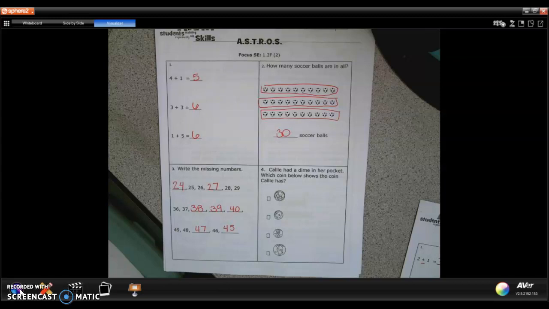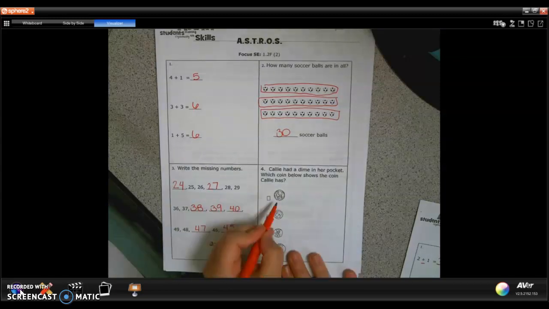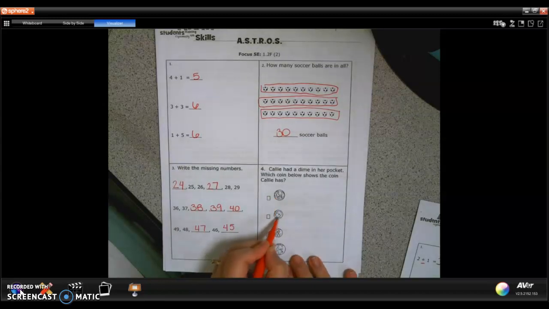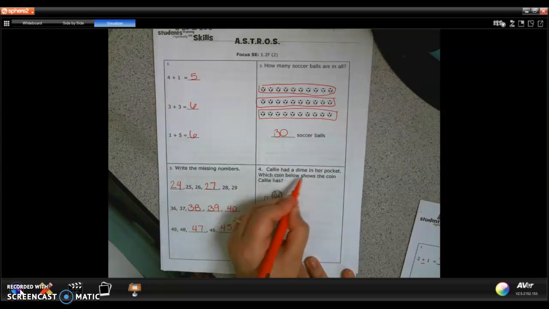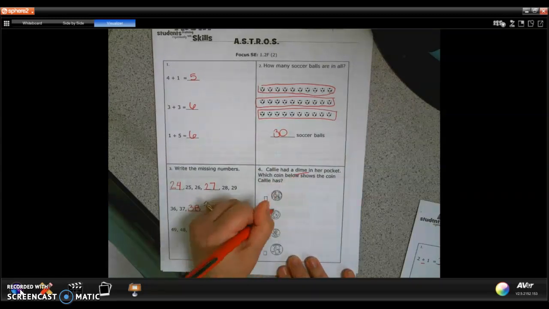Callie had a dime in her pocket. Which coin below shows the coin Callie has? Okay, so I'm going to look at my coins. Well, I see there's no neck, so I know that's my nickel. Here's my dime, because I see FDR, and I see it's the most modern looking coin. Here's my Abraham Lincoln penny, and here's my George Washington quarter. I'm looking for my dime, so I know it's this coin right here.